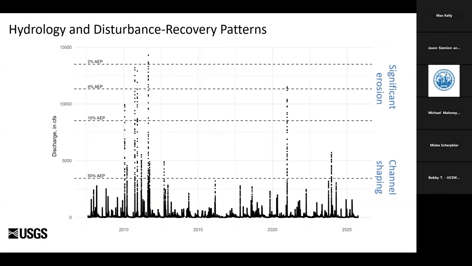I want to talk a little bit about hydrology and disturbance recovery patterns in the watershed. We know that hydrology is the primary driver of the erosion and the suspended sediment and turbidity transport to the reservoir. And here we're looking at a hydrograph from Stony Clove Creek, one of the tributaries to the Esopus. We have discharge on our y-axis here, and every point that you see is a 15-minute discharge value. And we're looking at the period of our study here, starting back before 2010 and then coming to the current time period.